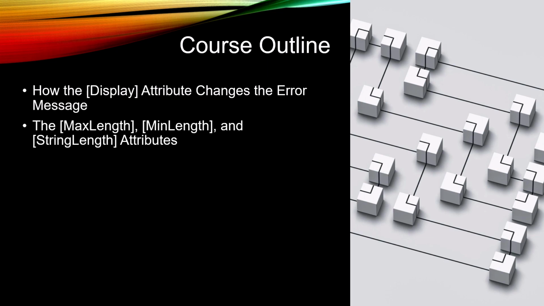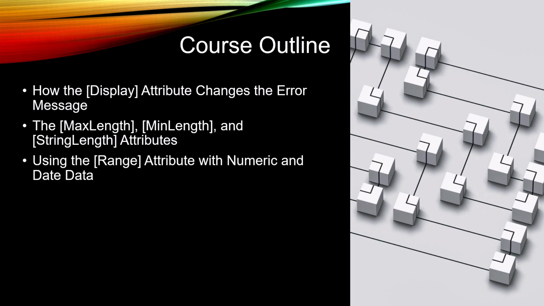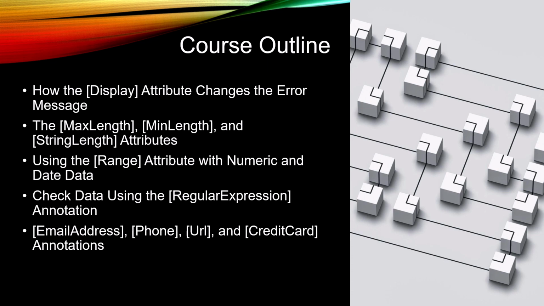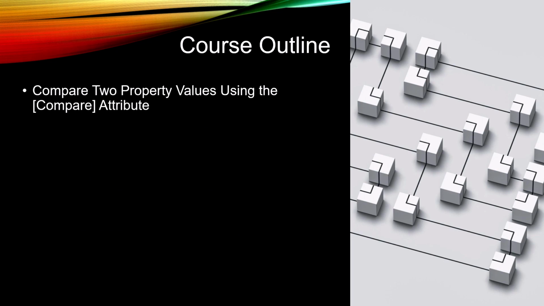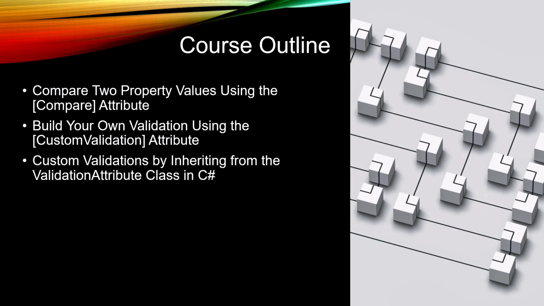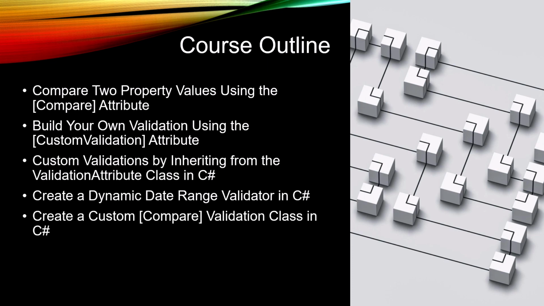We'll talk about the max length, min length, and string length attributes, using the range attribute with numeric and date data. We're going to check data using the regular expression annotation, take a look at the email address, phone, URL, and credit card annotations, compare two property values using the compare attribute. We're going to build your own validation using the custom validation attribute. And then we're going to build custom validations by inheriting from the validation attribute class in C#, where we'll create a dynamic date range validator in C#, and we'll create a custom compare validation class in C#.